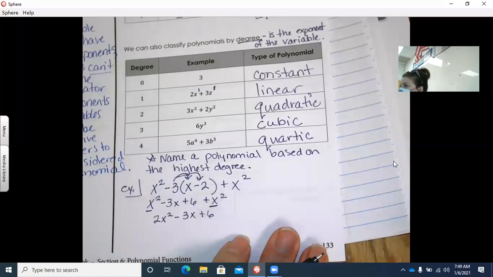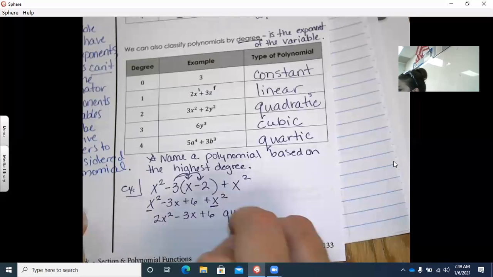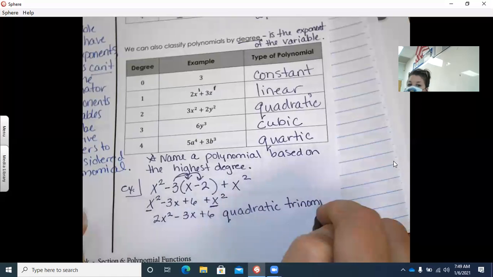2. And what do we call a polynomial of 2 degrees? Quadratic. How many terms does it have? 3. What do we call a polynomial of 3 degrees? So we would call this a quadratic trinomial if we were naming it based on both the number of terms and the degrees.